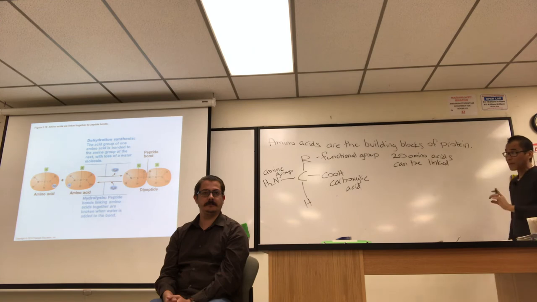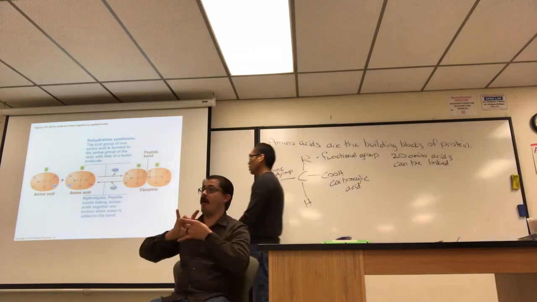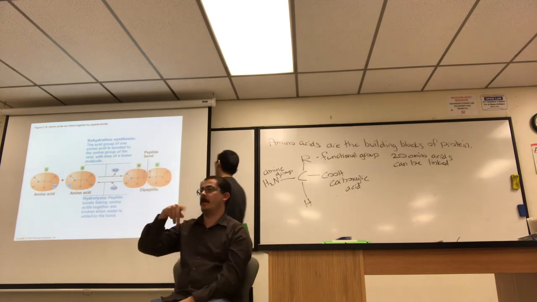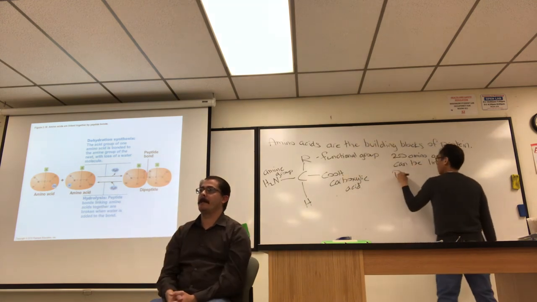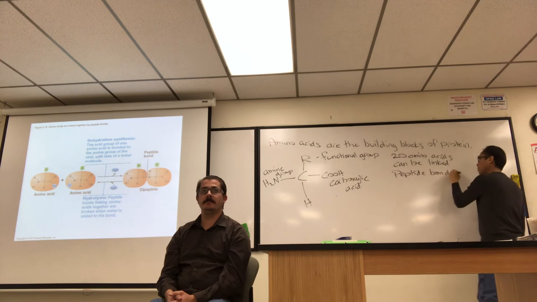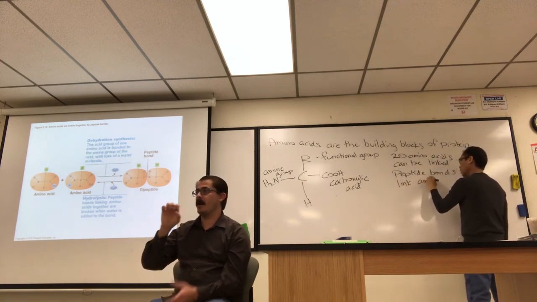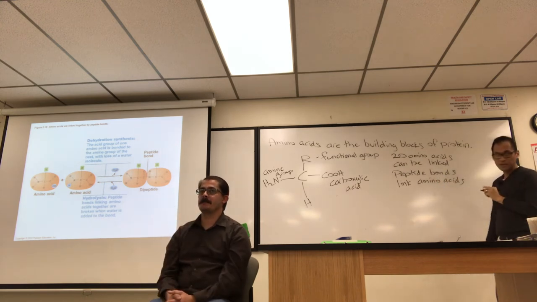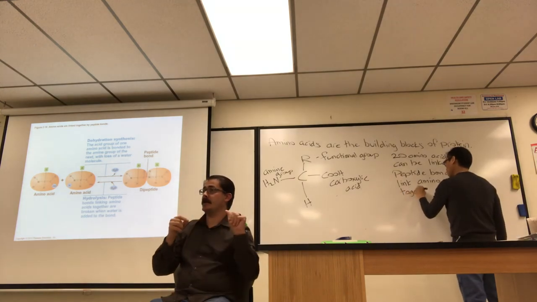And the name of the chemical bond that links together amino acids is called a peptide bond. Peptide bonds link amino acids together.